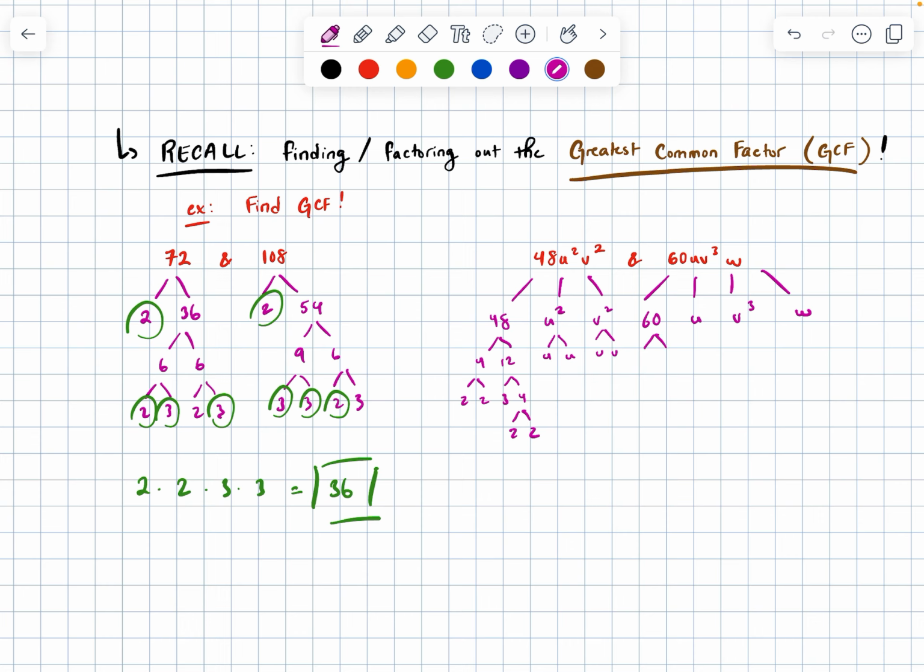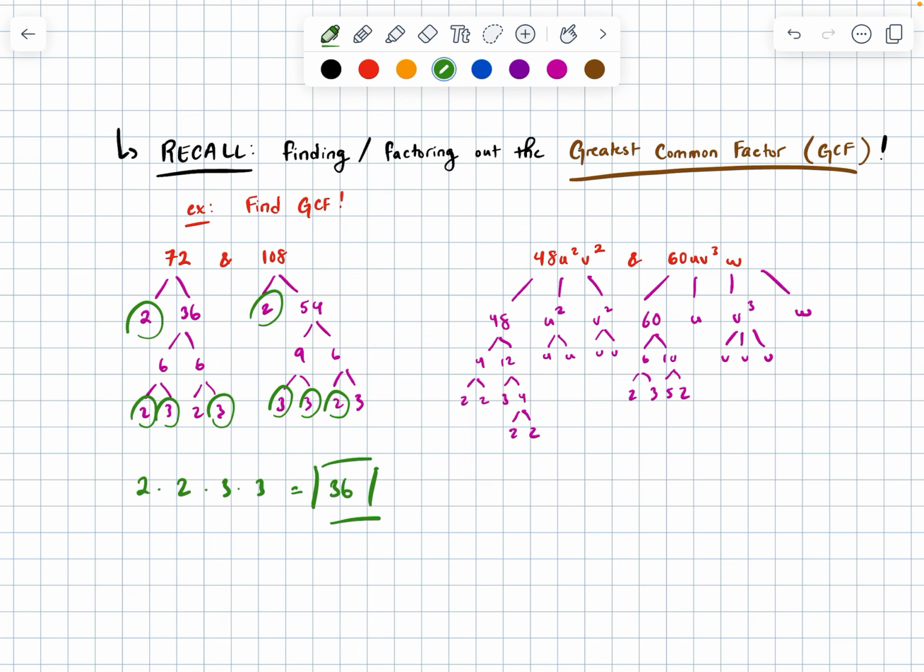Now for 60, I can go further. 60 I know is 6 times 10. I can break 6 into 2 times 3, and 10 into 5 times 2. Now u, I can't go any further, but v cubed is just v times v times v, and I cannot further break down this w.